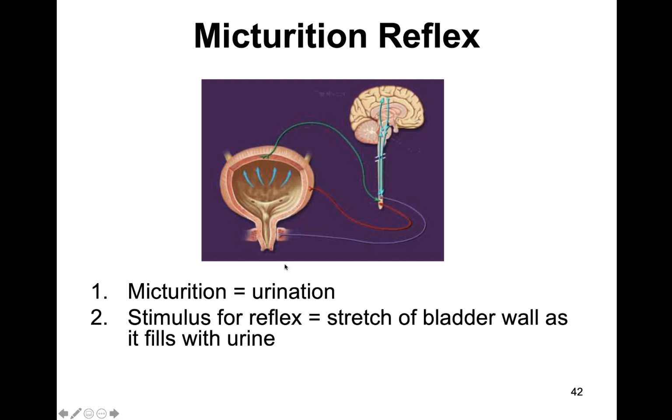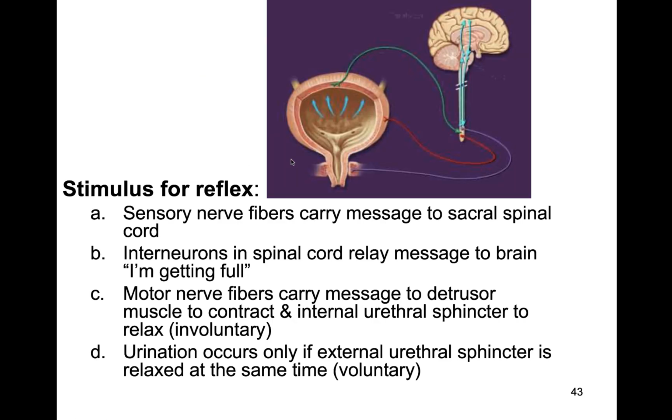So the word for urination is micturition, and as the bladder fills up with urine, it's going to stretch, and that's going to be the stimulus for the reflex for you to urinate. Okay. So sensory nerve fibers, they're going to carry messages to the sacral spinal cord. So the neurons are going from the urinary bladder to the sacral spinal cord. And that's your peripheral nervous system, so sensory nerve fibers. And then it's going to enter the spinal cord and go to the brain.